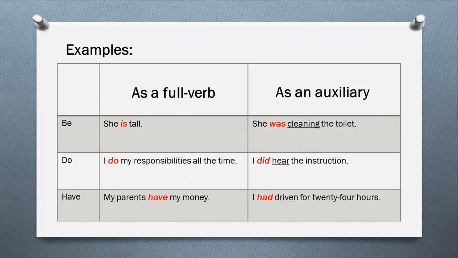I did hear the instruction. Did functions as an auxiliary to the main verb, hear. My parents have my money. Have in the sentence is a full verb. I had driven for 24 hours. Had here is an auxiliary to the main verb, driven.